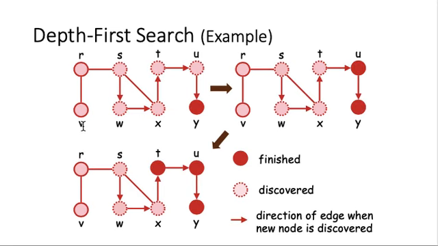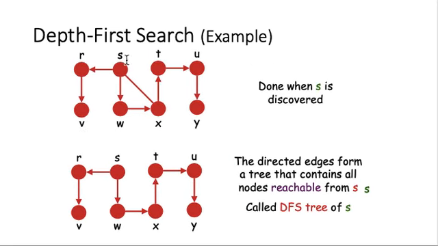Now again, just like BFS, we can maintain something called the DFS tree of S. So this is basically the directed arrows that we find along the DFS process. So we have S discovering W, W discovering X, and so on and so forth, and later S discovers R, R discovers V. So this will now form a rooted tree with S being the root. And this tells us that these are all the nodes that are reachable from S. Okay.